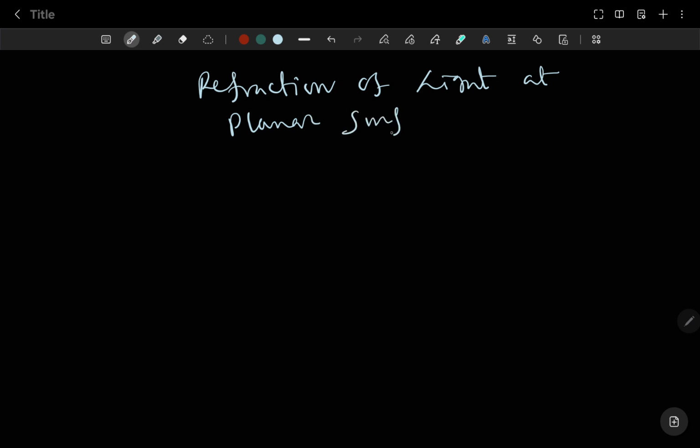Okay, so let us do the refraction of light at planar surfaces. So in this class we'll study the normal shift, okay, due to refraction.